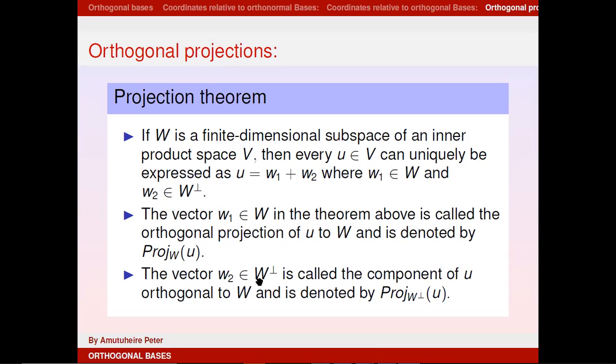And the vector W2, which is in the orthogonal complement, is called the component of U orthogonal to W, and is denoted by that. So W1 is called the orthogonal projection of U onto W, and W2 is the component of U that is orthogonal to W. This means from the projection theorem that U is equal to this guy here plus this guy.